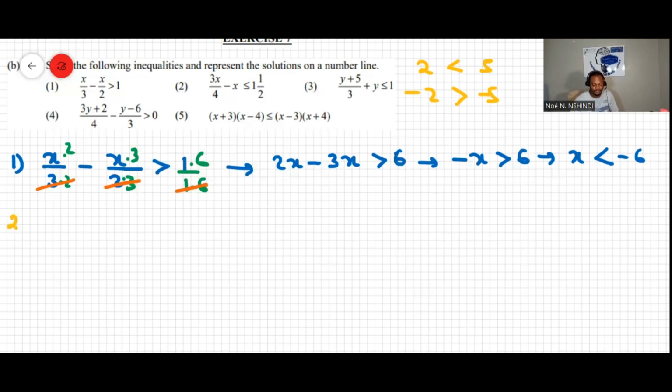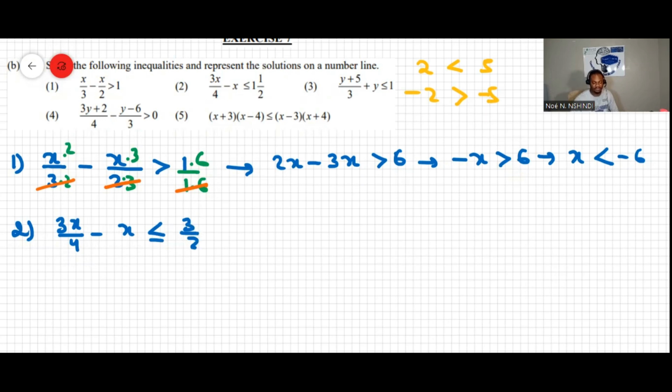Question 2, we have 3x over 4 minus x lesser than or equal to 1.5. Over here, this 1.5 is a mixed number, I prefer to write it as an improper fraction. So 1.5 is 3 over 2. So instead, I am going to make it 3 over 2.